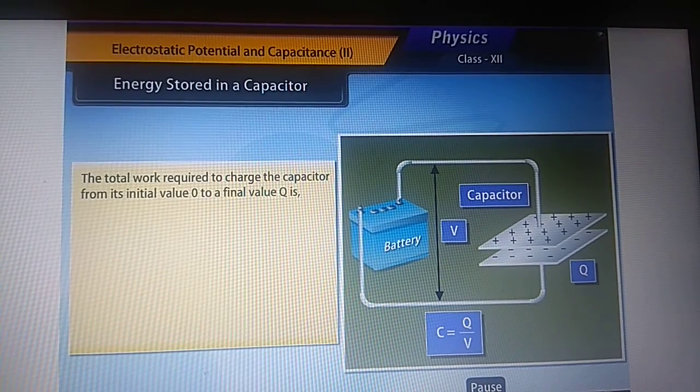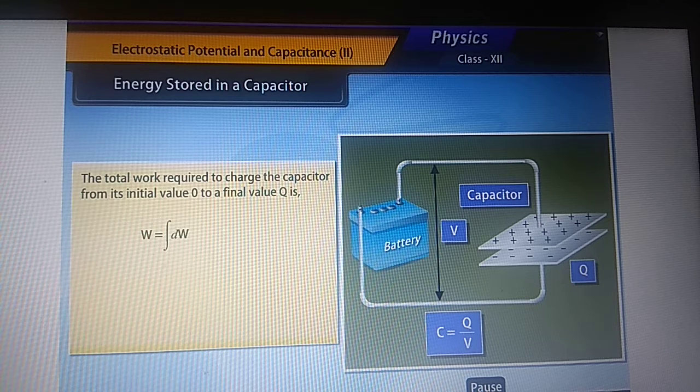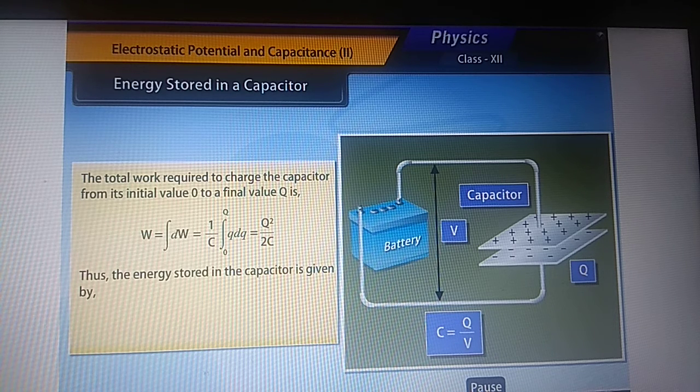The total work required to charge the capacitor from its initial value 0 to a final value Q is given by integration of dW. Put the value of dW in the equation. We get W equal to 1 upon C integration from 0 to Q of Q dQ, which equals Q square upon 2C. Thus, the energy stored in the capacitor is given by U equal to 1 by 2 CV square.